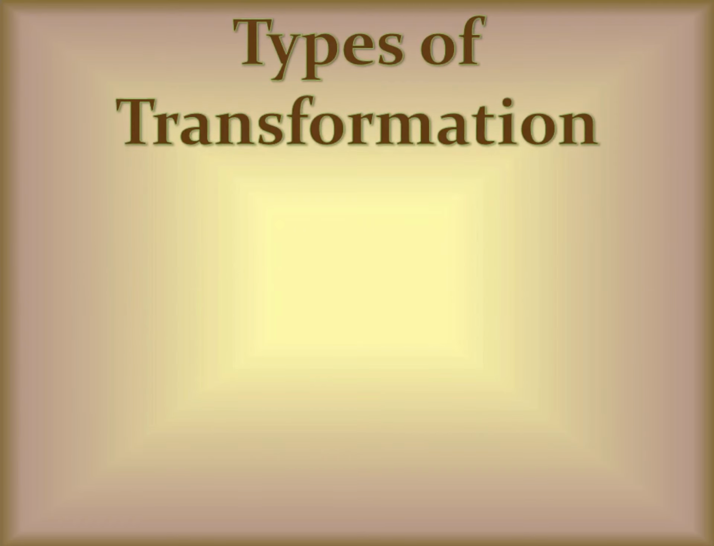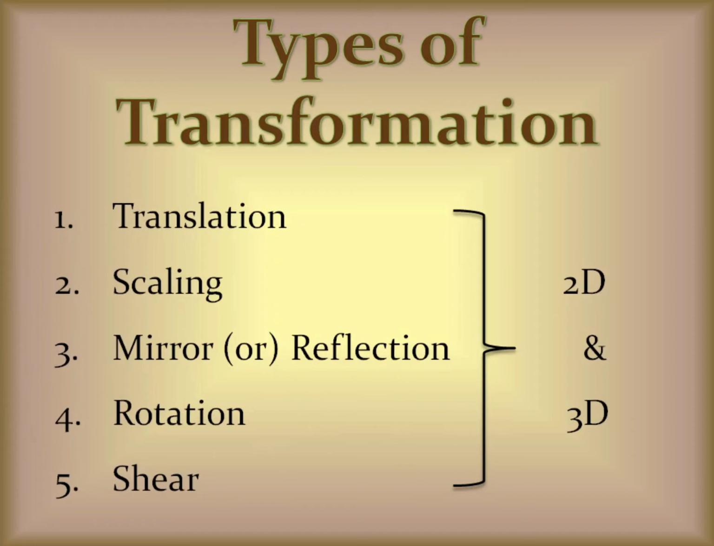Types of transformation. Number 1, translation. 2, scaling. 3, mirror or reflection. 4, rotation. 5, shear. All the types of transformation occur in both 2D and 3D. 2D transformations take place in a two-dimensional plane. 3D transformations take place in a three-dimensional space.